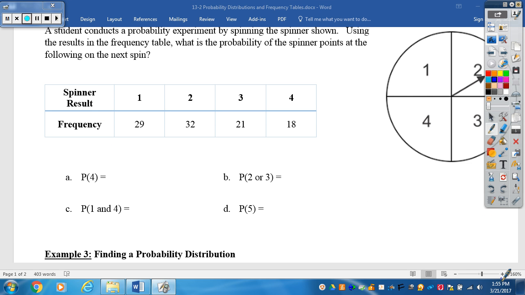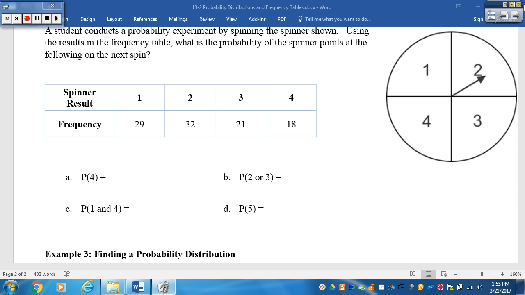And here's what the problem says. A student conducts a probability experiment by spinning the spinner as shown. Using the results of the frequency table, what is the probability that the spinner points at the following on the next spin? Okay, so I look up here, here's our spinner, okay, and here's our frequency table. Again, I would probably go ahead and solve for the total number, adding up all those together. If we do that, this is going to end up being 100, okay?